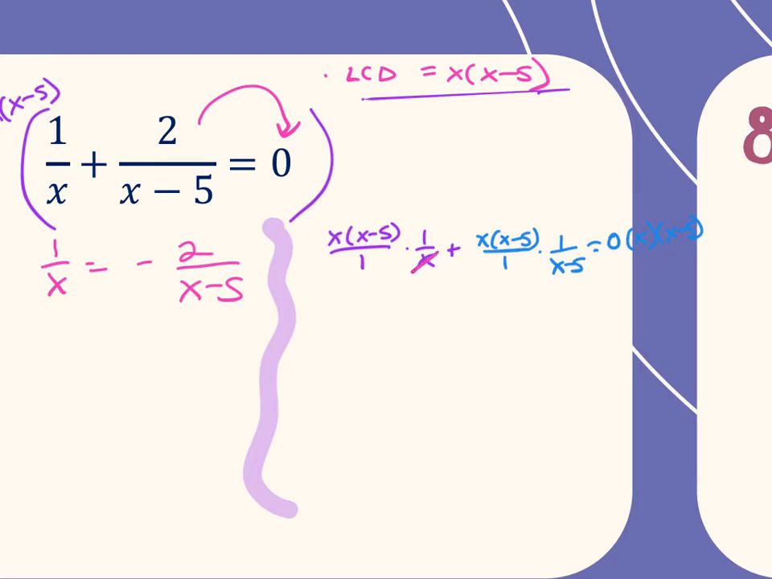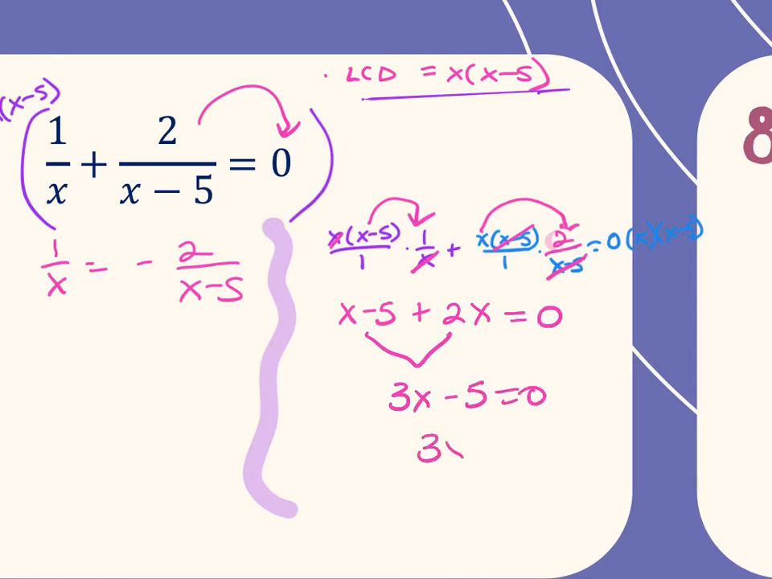So on the left-hand side here, the x's are going to cancel. x minus 5 times 1 is x minus 5. Plus, x minus 5's cancel. 1 times x is x. Wasn't it 2? Oh, thank you. This is 2. Two times x is 2x equals 0 times x minus 5. 0 times anything doesn't matter, it's 0. Then combine your like terms. 3x minus 5 equals 0. 3x would equal 5, and x would equal 5/3.